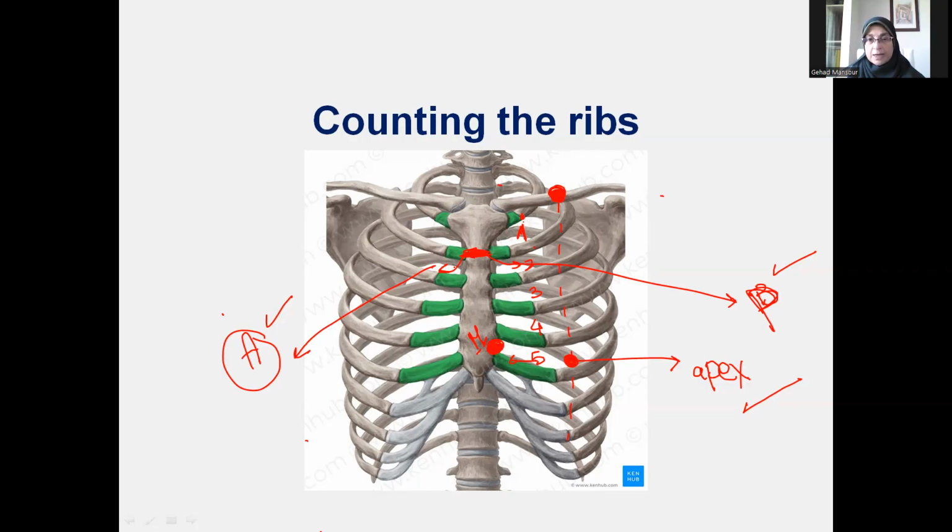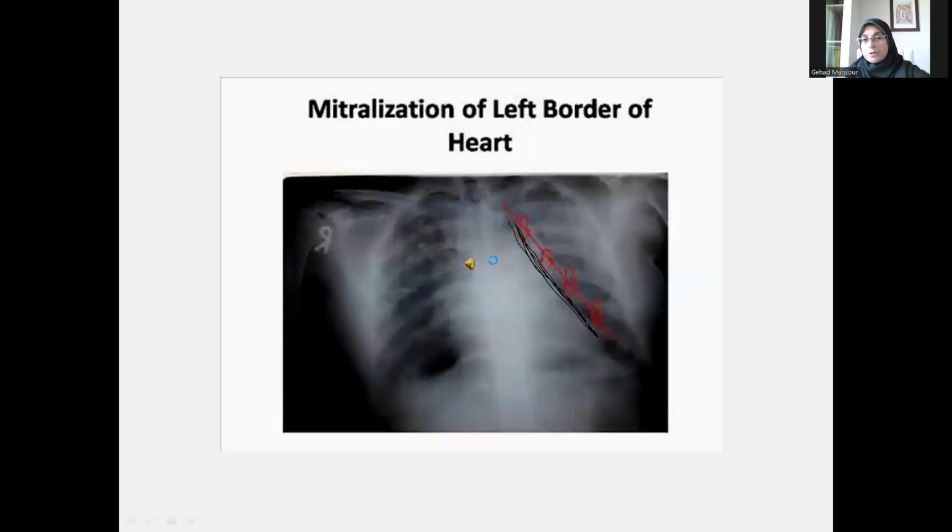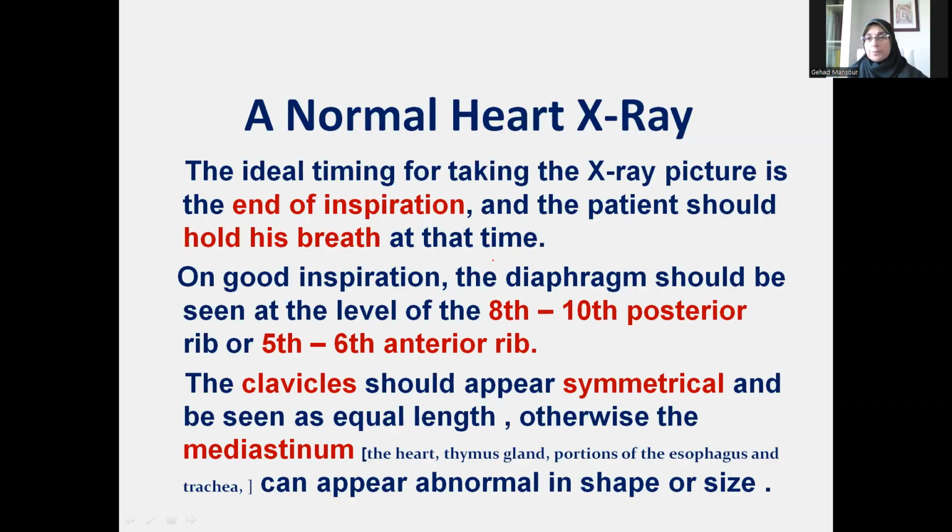Notice, of course, that when you listen to the aortic area and the pulmonary area, you listen close to the sternal edge. It's also important to count the ribs correctly, because this helps you know the position of the diaphragm. And why is it important to know the position of the diaphragm?